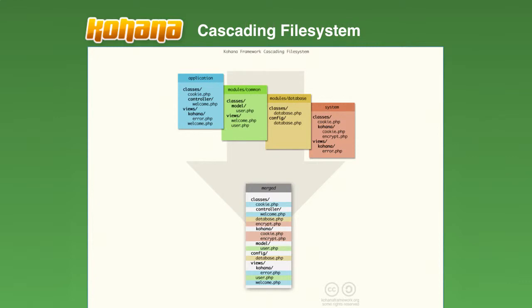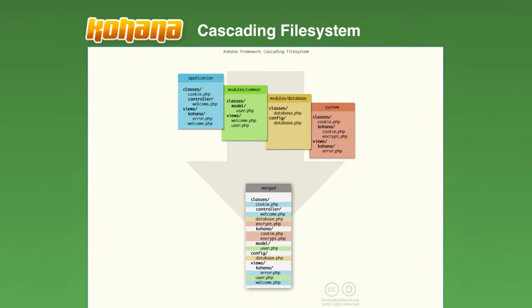The application layer is where you can put in your own application-specific implementations. For example, if you want to override how the salt is set in the cookie, you can do it in the application layer. You don't have to go all the way down to the system level. And then finally, you have the modules level, where you can implement small modules that are not specifically tied to your application, which makes them portable.